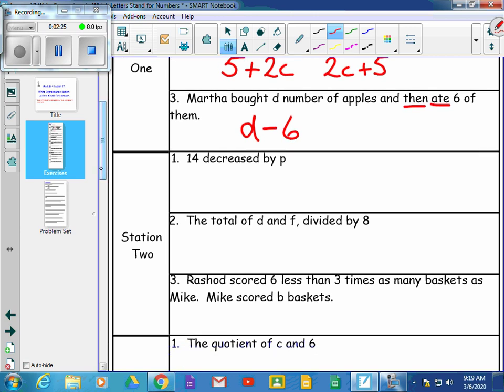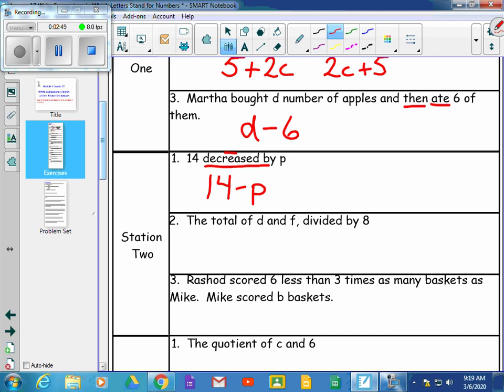Okay, number 1 in Station 2, we have 14 decreased by P. Decreased by tells us that we're going to be doing some subtraction. And it's one of those subtraction words that tell us to keep it in the same exact order as what the word expression tells us. So 14 minus P would be 14 decreased by P.